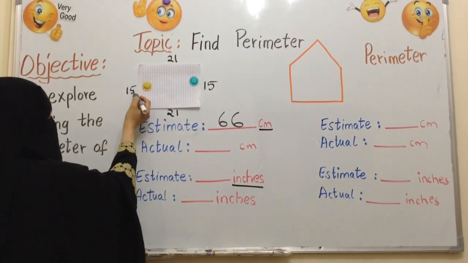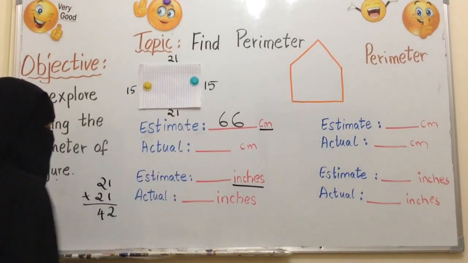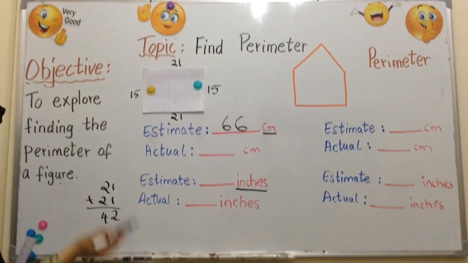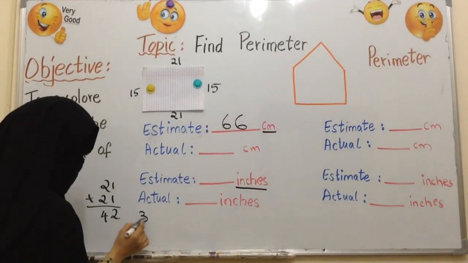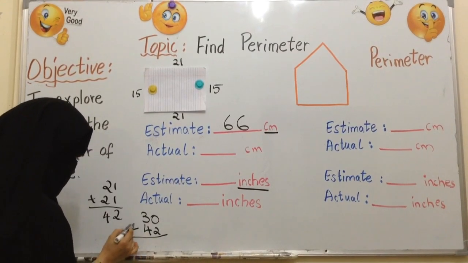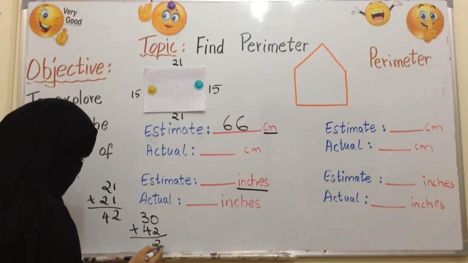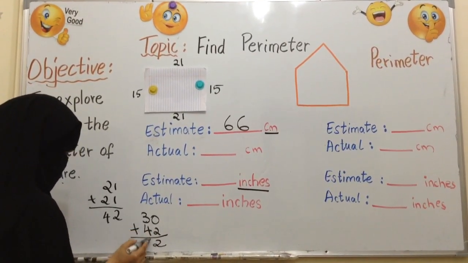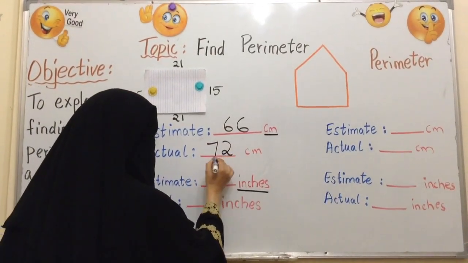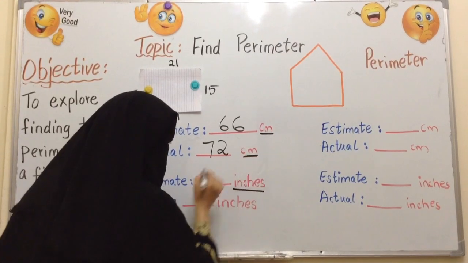Now, we already did 15 plus 15. What did you get before when we did the estimation? If you remember, it was 30. 30 plus 42. What are you going to get? 0 plus 2 is 2. 3 plus 4 is 7. So I am going to write it. The actual is 72 centimeters.